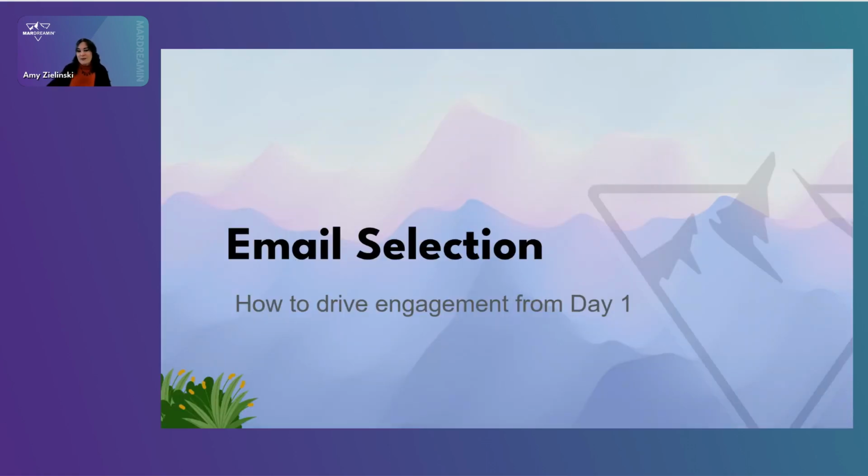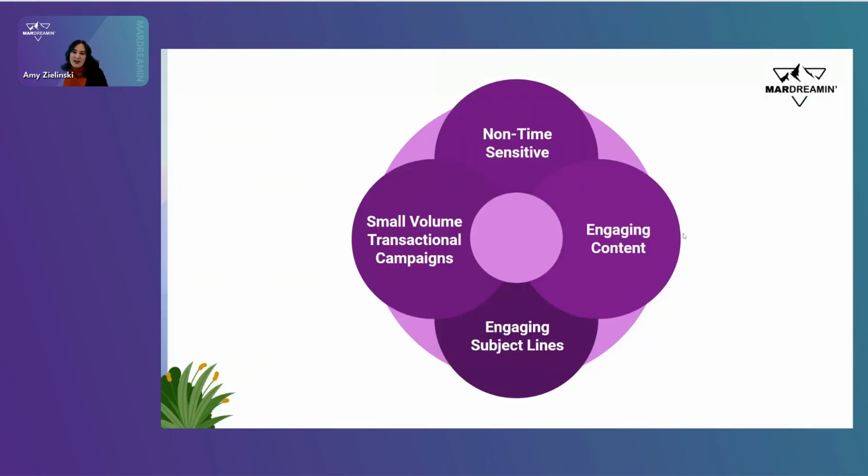All right, I'm going to move on to email selection. We're going to talk about how we can drive engagement with the emails that we select and try to get the most opens and clicks, the most bang for our buck, when we're sending these IP warming emails. There are 4 things that I like to suggest using for IP warming emails: non-time sensitive campaigns, engaging content, engaging subject lines, and using some of those small volume transactional campaigns that you might have in your arsenal. We're going to go into more detail on all of these on following slides.